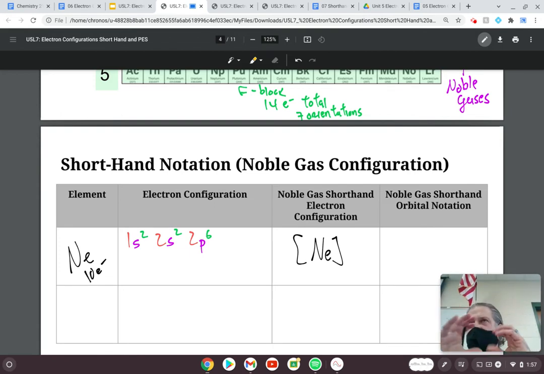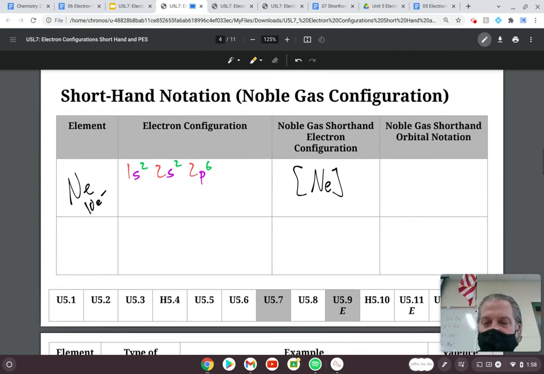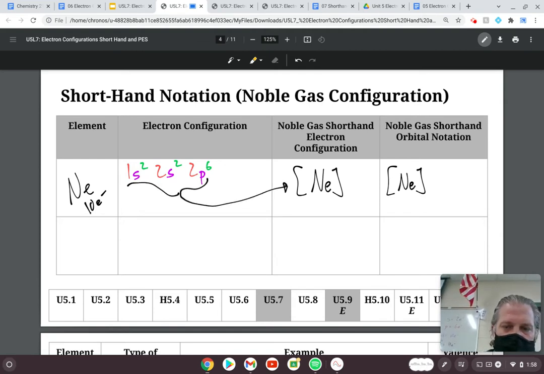Because when I put a noble gas in brackets, we're basically telling anybody in the chemistry world, hey, listen here, the electron configuration for neon is assumed to be 1s2, 2s2, 2p6, but we don't have to write it because neon doesn't react. And if I wanted to write the orbital notation, it would simply be that. So I'm not writing arrows, I'm just writing neon bracket. So the neon bracket refers to 1s2, 2s2, 2p6.